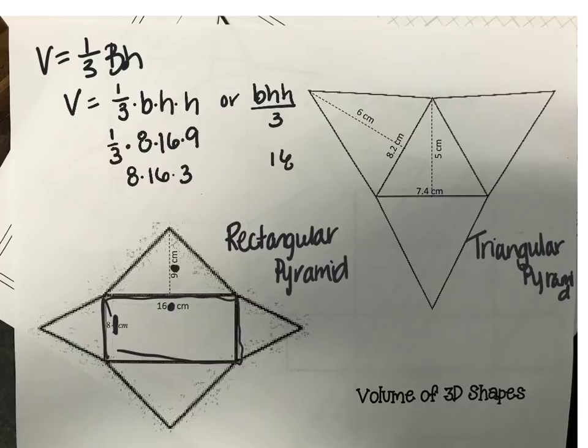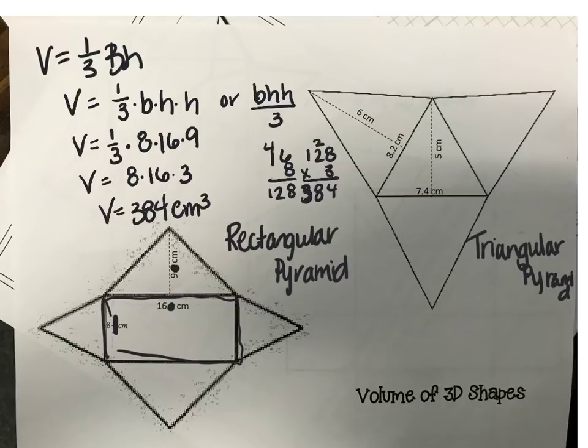So 16 times 8 is 128. And then 128 times 3. So my volume equals 384 centimeters cubed.